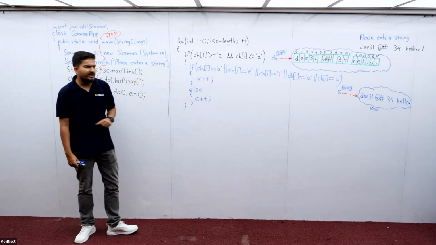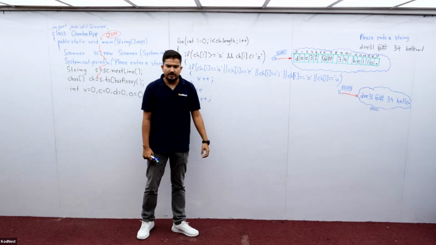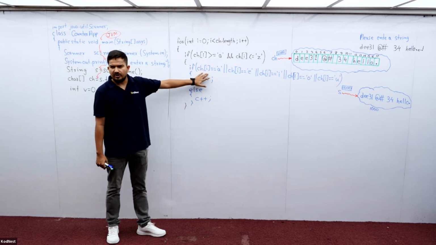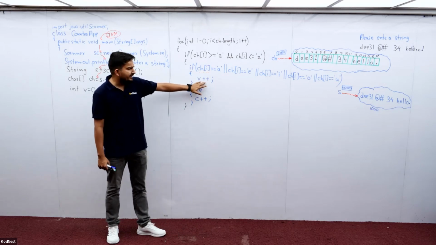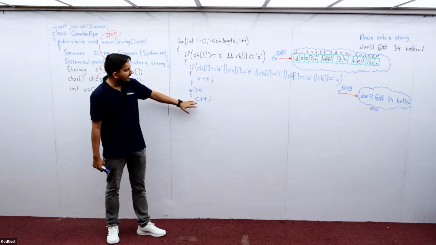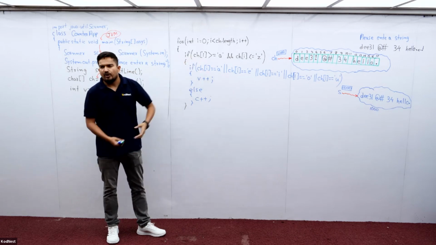Again, what are we doing? We are first checking whether the current character is an alphabet or not. Only if it is an alphabet, we are checking it is a vowel or not. If it is a vowel, we are increasing the value of V. If it is not a vowel, we know that it will be a consonant, hence we are increasing the value of C. Now let's check it is a digit or not.